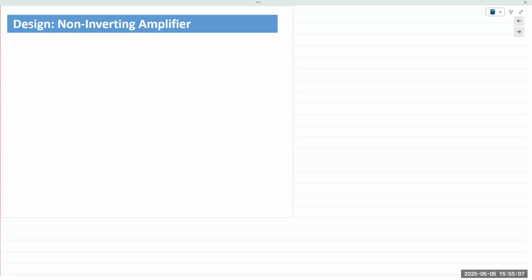So design for a gain of 7. Well, the gain equation for a non-inverting amplifier is 1 plus Rf over Ri. Right? We always work backwards. We have the end goal in front of us, then we work backwards to determine what is needed to reach that end goal.